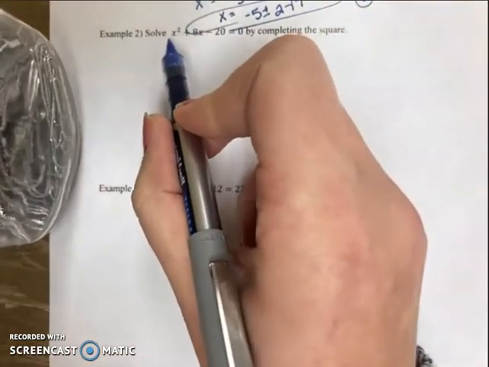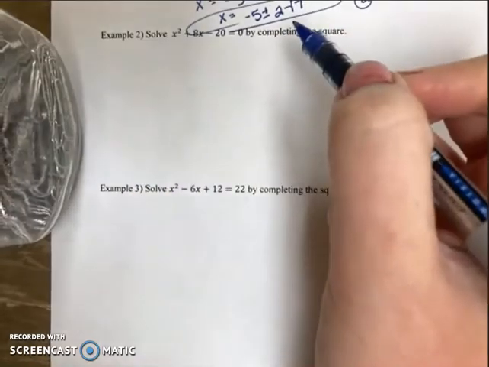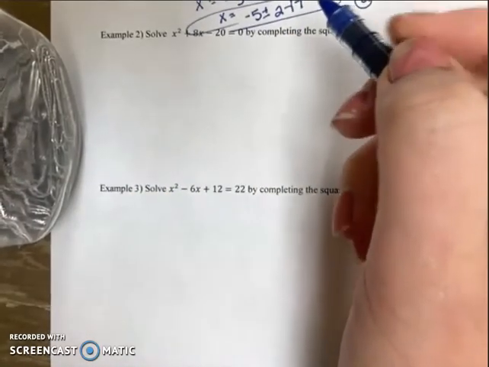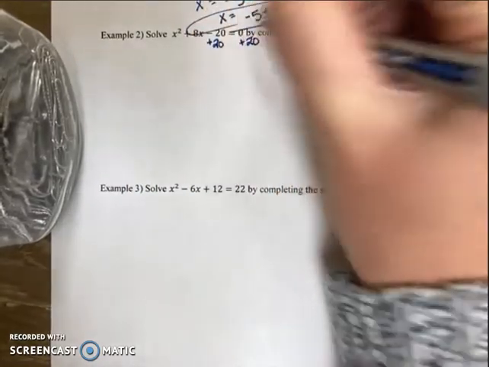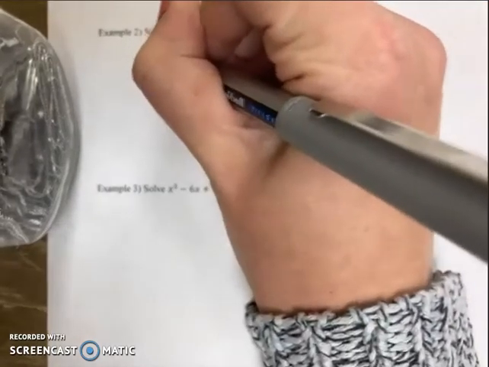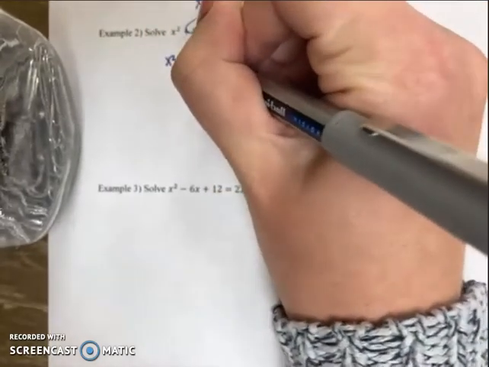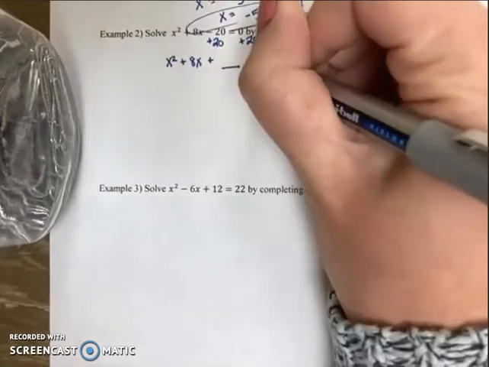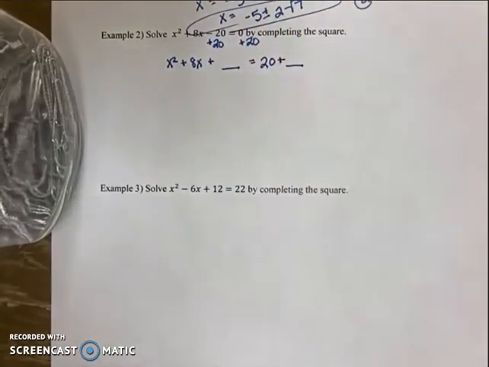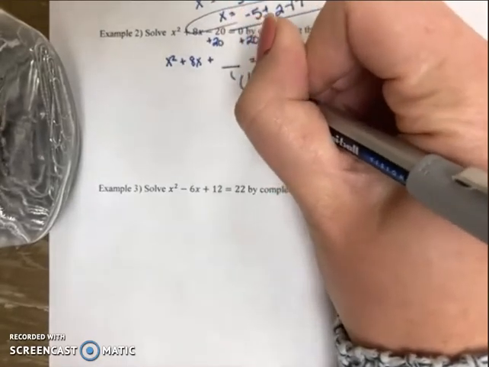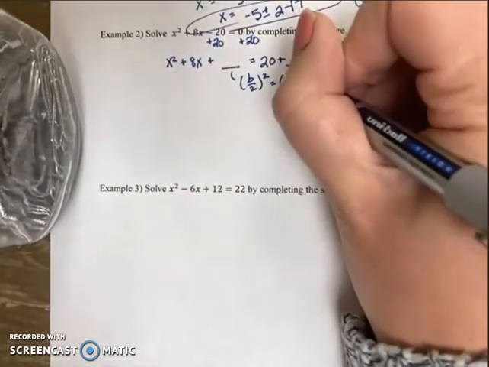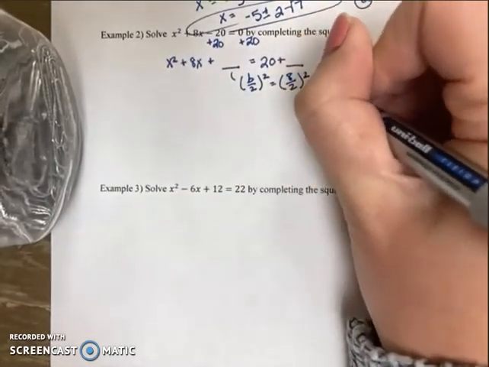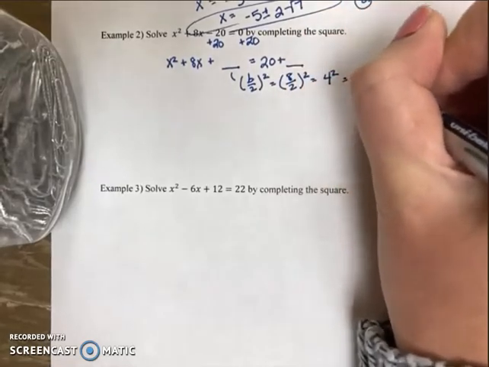So, first step, I need to get my equation in the form x squared plus bx. So I need to move the 20 over to the other side. That gives me x squared plus 8x. I'm going to be adding some number, remember, equals 20. That number that I need to add is b over 2 being squared. B is a positive 8, so I have a positive 8 over 2 being squared. That's 4 squared, or 16.